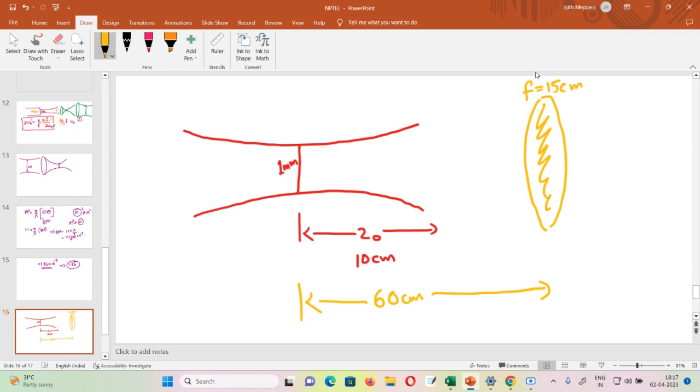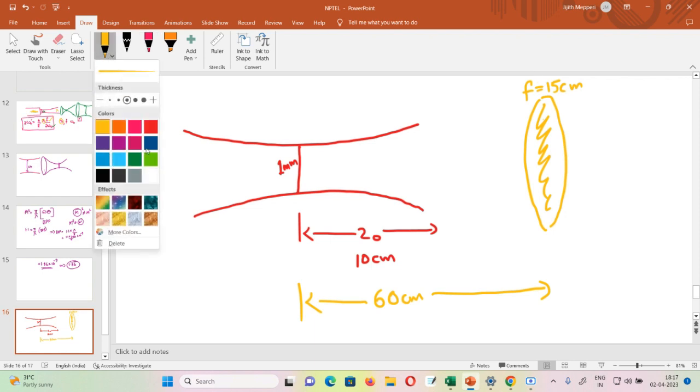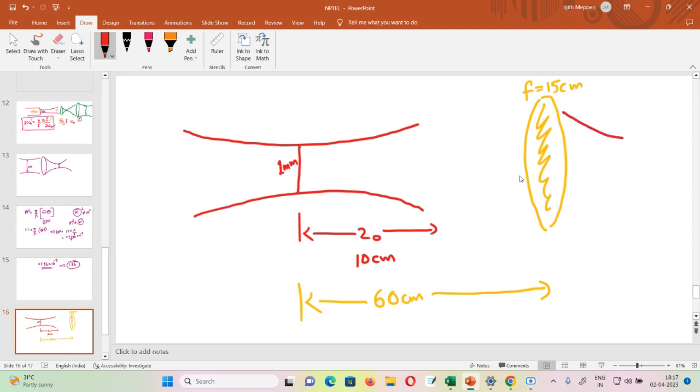This is the thing which they have given. Now the question is: what is the beam waist diameter after the lens? The lens will do some focusing, and you will have some beam waist diameter. This is the initial omega naught, and this will be omega naught prime.